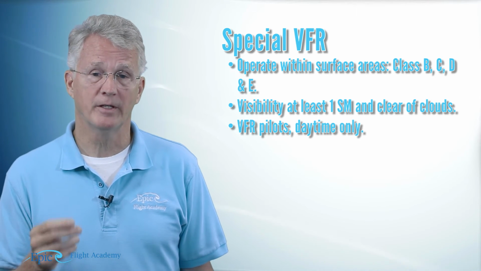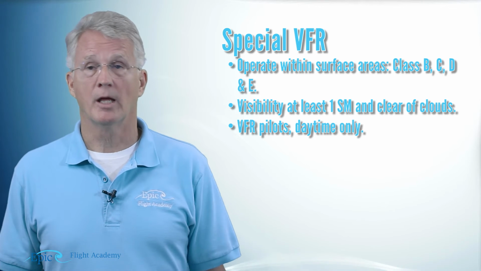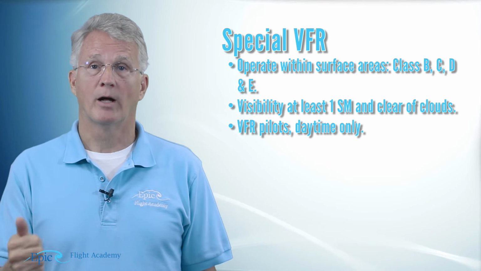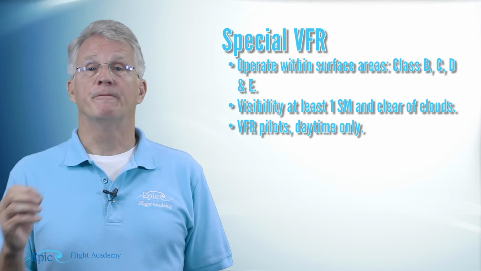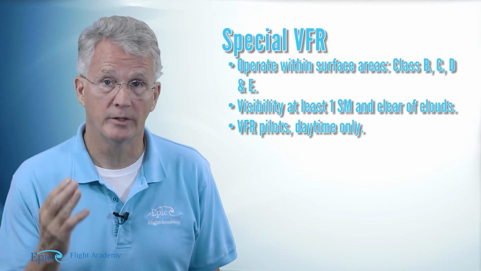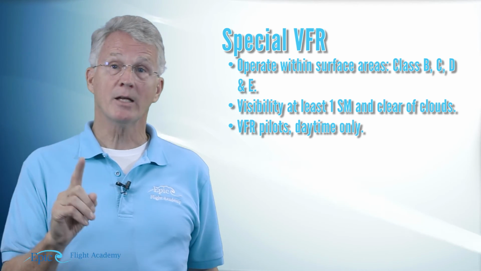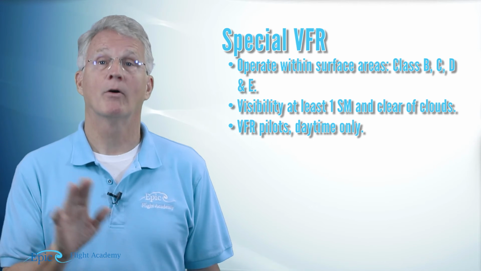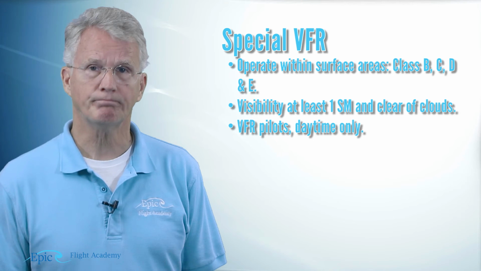A special VFR, 1 statute mile of visibility, clear of clouds, can be requested in Bravo, Charlie, and Delta airspace. Remember, if you're a VFR pilot, you can only get a special VFR during the daytime. Now, can I get a special VFR at nighttime? Yes, but now I must be instrument rated.